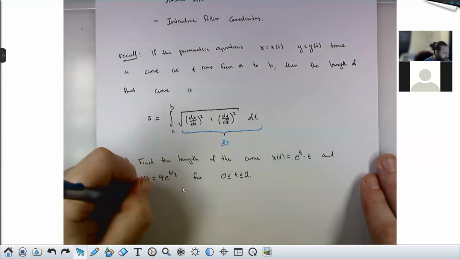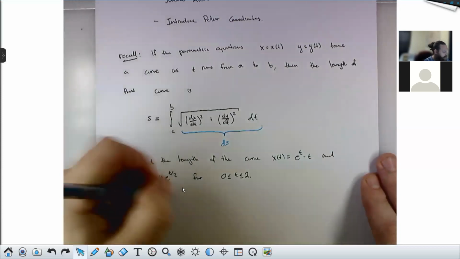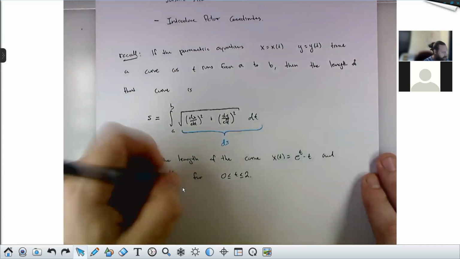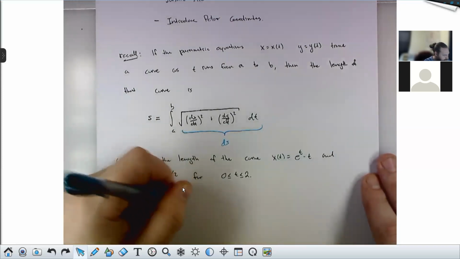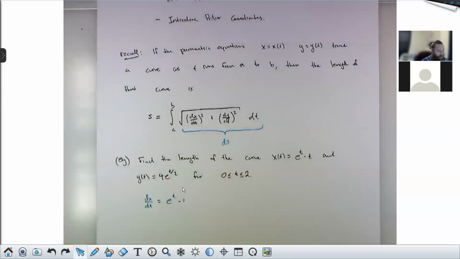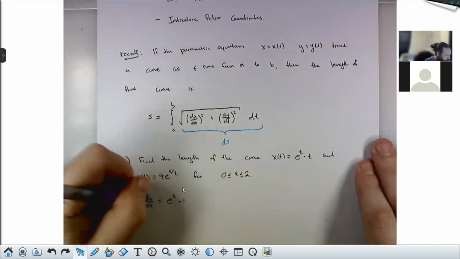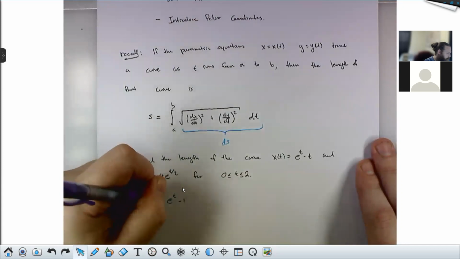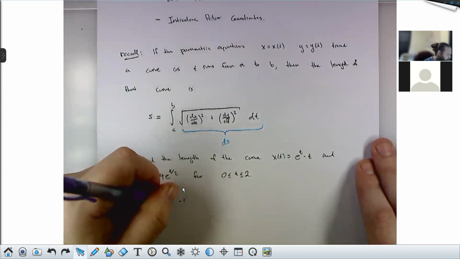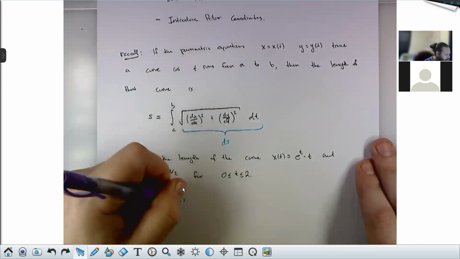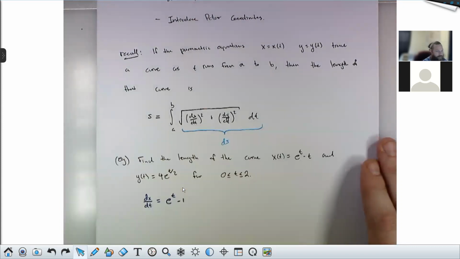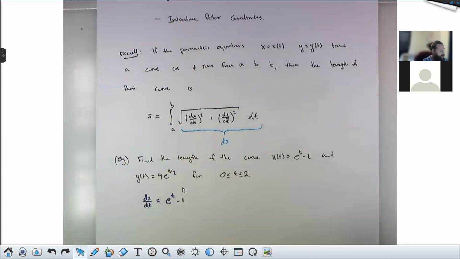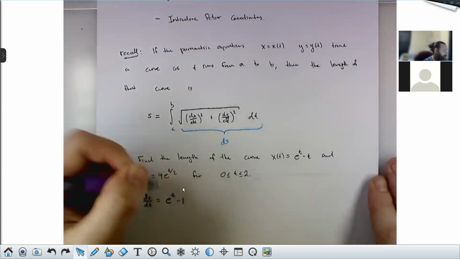So let's calculate dx dt. The derivative of e to the t minus t is e to the t minus 1. Blue pen is dying. I'll switch to purple. That's usually how we do our work for examples anyway. So dx dt, the derivative of the x function, is the derivative of e to the t minus t, and that is e to the t minus 1.